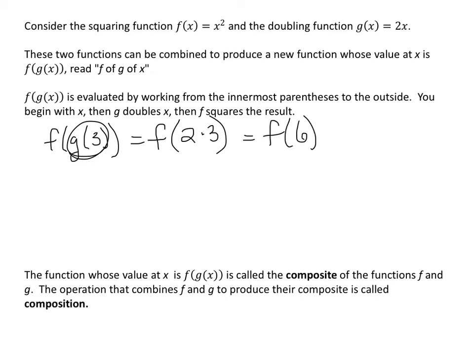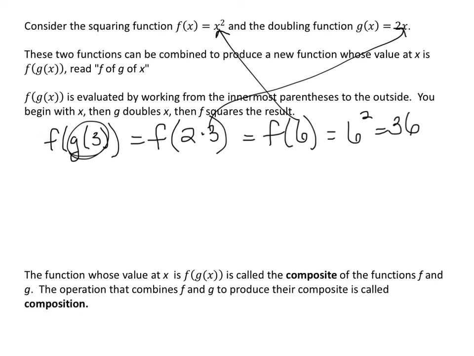Now, what I did is I plugged 3 in here. So now I'm going to plug 6 into this one. f of 6 is 6 squared, which is 36. Whenever we have a function like this, we call it the composite. And this operation is called the composition.